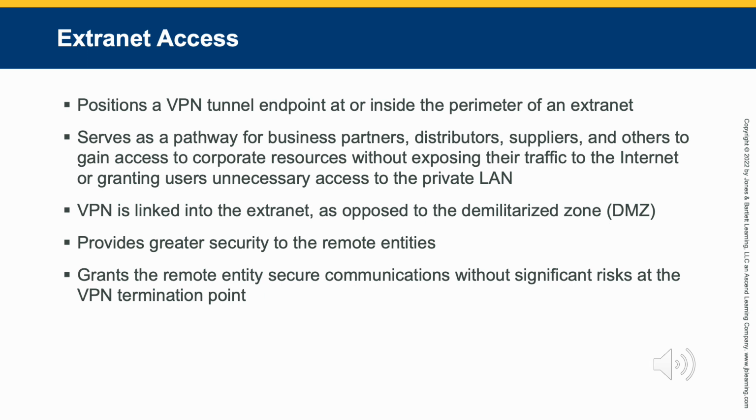Extranet access positions a VPN tunnel endpoint at or inside the perimeter of an extranet. It serves as a pathway for business partners, distributors, suppliers, and others to gain access to corporate resources without exposing their traffic to the internet or granting users unnecessary access to the private LAN. The VPN is linked into the extranet as opposed to the DMZ, which provides greater security to the remote entities and grants the remote entity secure communications without significant risk at the VPN termination point.